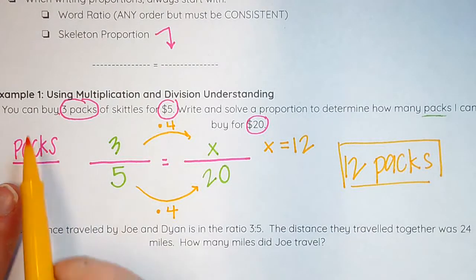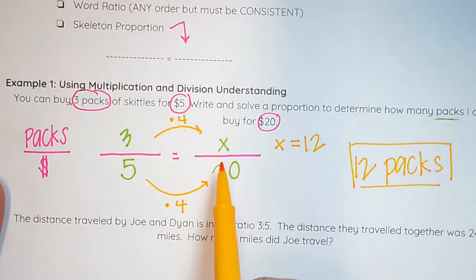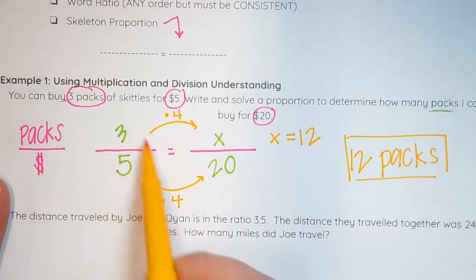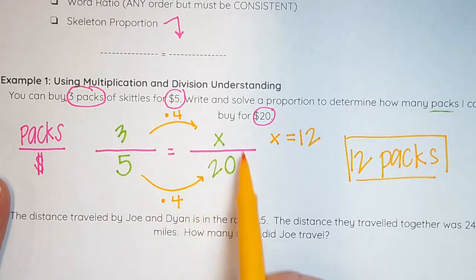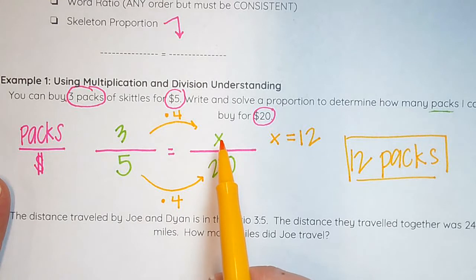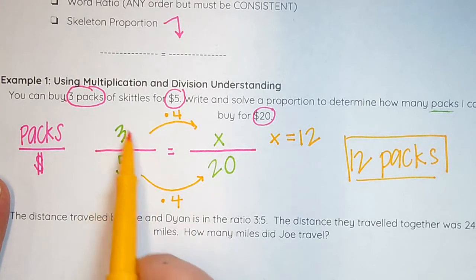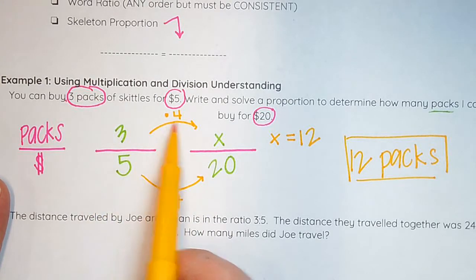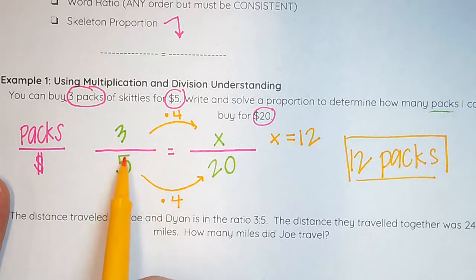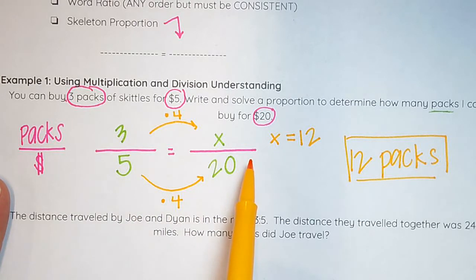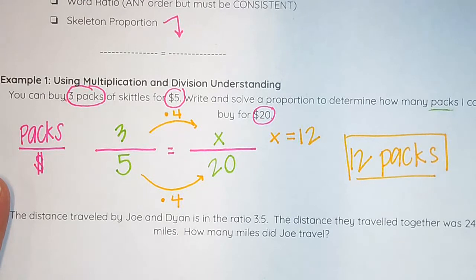Okay, so we set up our word ratio and our skeleton proportion. We set up our first ratio, determined where our variable went. We used our mental math capabilities to see, okay, I know that 5 times 4 is 20. So if I multiply 3 by 4, these will remain proportional. 3 times 4 is 12. I have 12 packs of Skittles for $20.